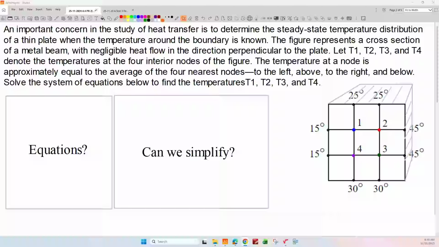We were looking at an application yesterday, and people made really good progress on this. I was very impressed. So when you read through this, what's this saying? We're looking at a heat transfer problem.